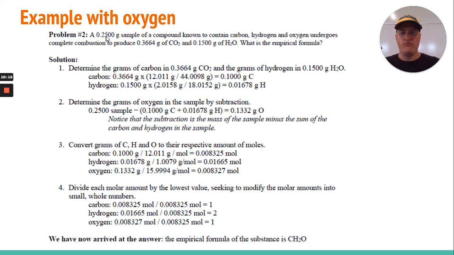However, we know the rest of the mass is going to be oxygen, so I take my sample mass and subtract what I calculated to get my overall amount of oxygen. It should be this plus this plus this equals that. Now I've got masses for all of them: your carbon, your hydrogen. Remember, oxygen is just 16, not 32. I get my amount of moles, divide by my smallest, and I get a 1 to 2 to 1 ratio, in which the empirical formula is CH2O.